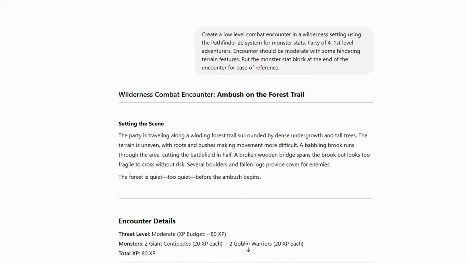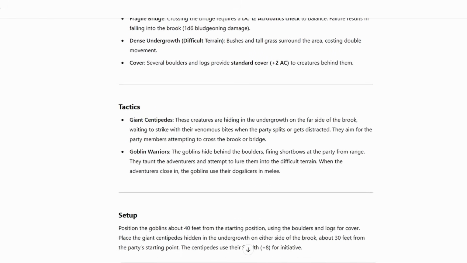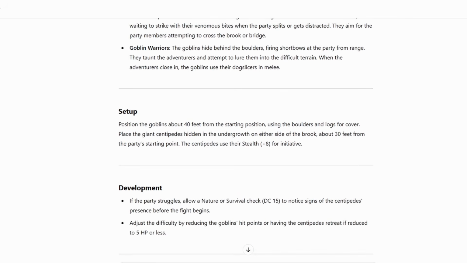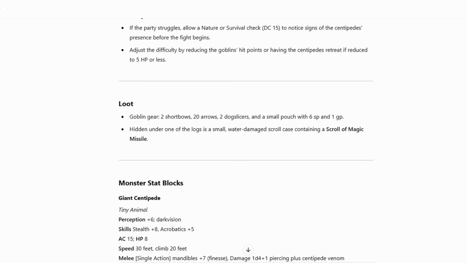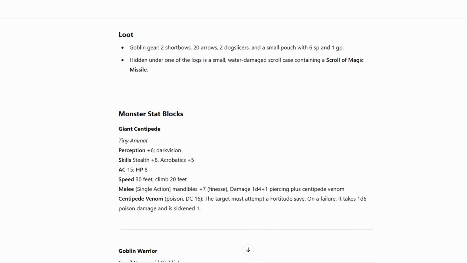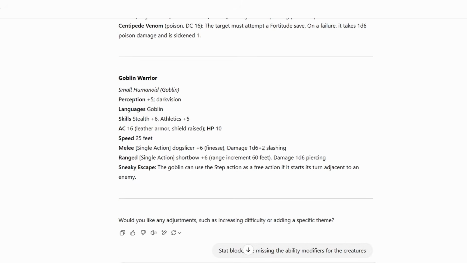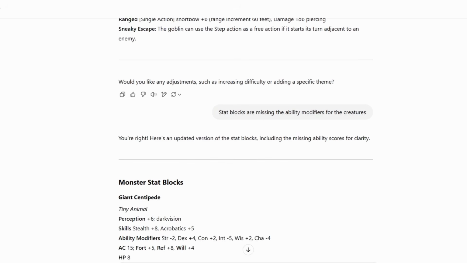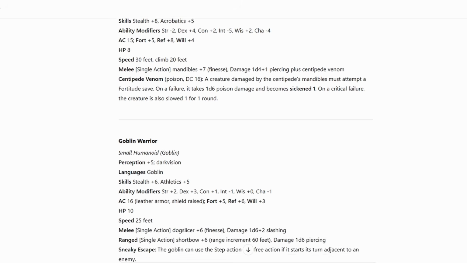Now, I tried this with ChatGPT, Google Gemini, and the newer AI that's causing a $1 trillion stock write-off, DeepSeek. So they all created a unique encounter. They all use different creatures, terrain, and levels of concealment as I asked. ChatGPT missed the ability lines of the creature, so I added the prompt, stat blocks are missing the ability modifiers and the creatures for it, and it apologized, which was hilarious, and it did add those stat lines back in. It didn't change anything else.